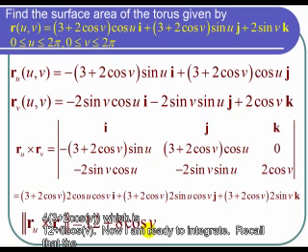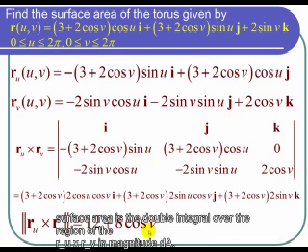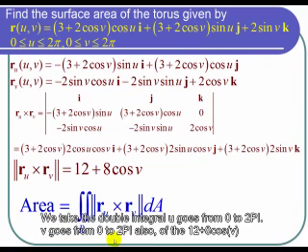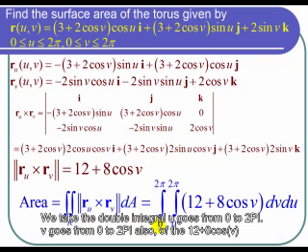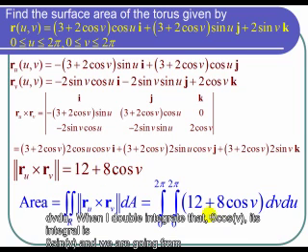So now I'm ready to integrate. So recall that the surface area is the double integral over the region of the r_u cross r_v in magnitude dA. So we take the double integral. u goes from 0 to 2 pi. v goes from 0 to 2 pi also, of the 12 plus 8 cosine v dv du.